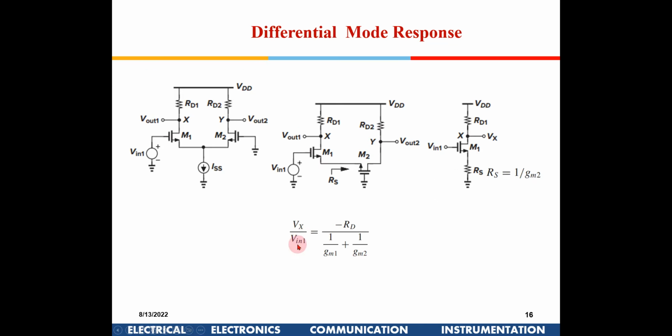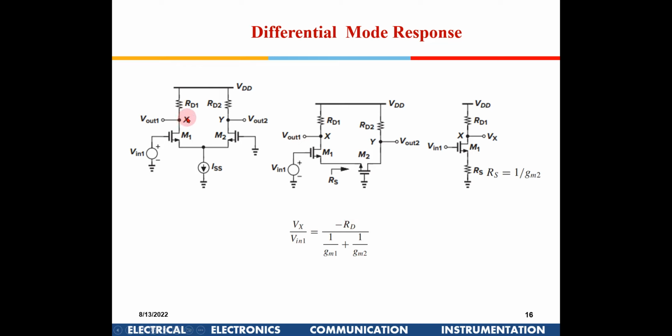So now if I try to find out the gain, it will be minus RD divided by 1 by Gm1 plus 1 by Gm2. Actually, this RS has become 1 by Gm2. Is this thing clear to all of you? This much? Yes. Okay. Now this is what I have found out.